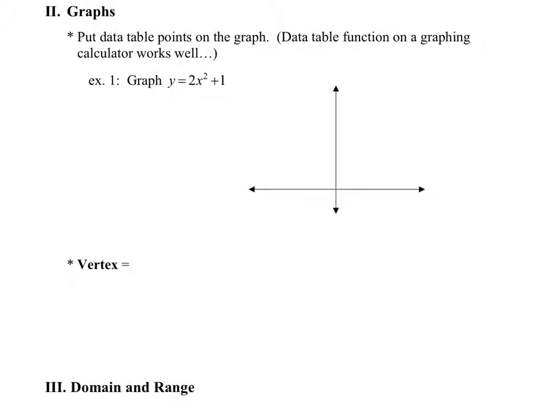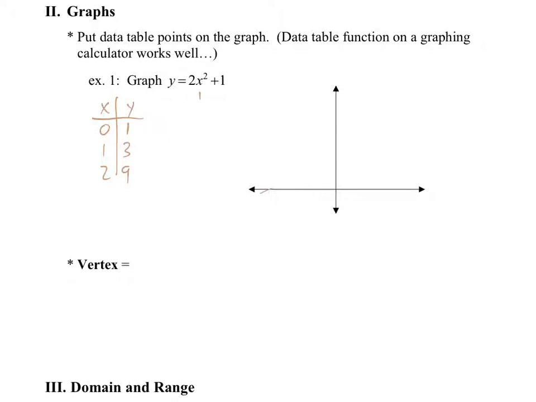So if we were to take this one here, y equals 2x squared plus 1. Maybe we'll just try to do this quickly. If I put 0 in there, I'm going to get a 1. If I put a 1 in for x, 1 squared is 1 times 2 is 2 plus 1 gives me a 3. And maybe I'll put in a 2, otherwise I'm going to be really big. So 2 squared is 4 times 2 is 8 plus 1 is 9.